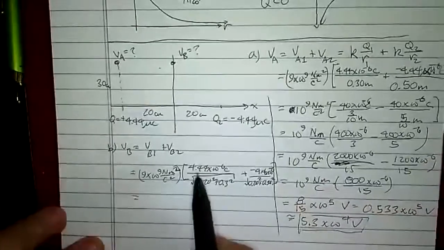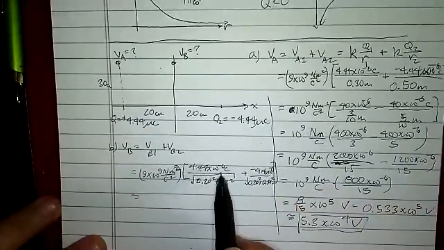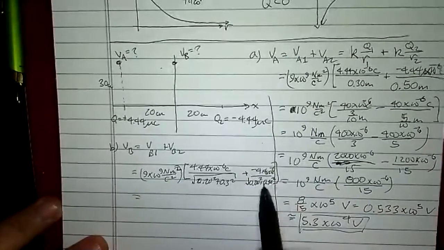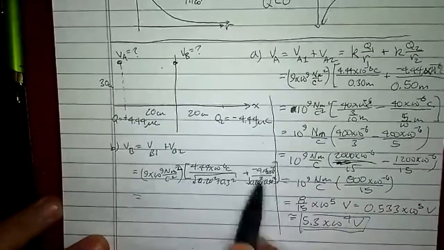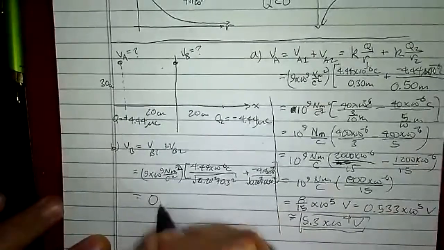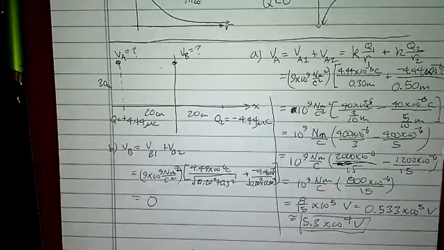So I think you see what's going to happen. I got 4.44 times 10 to the negative 6 over blah minus 4.44 times 10 to the negative 6 over the same blah. So the answer is just 0. Does that make sense to you guys?